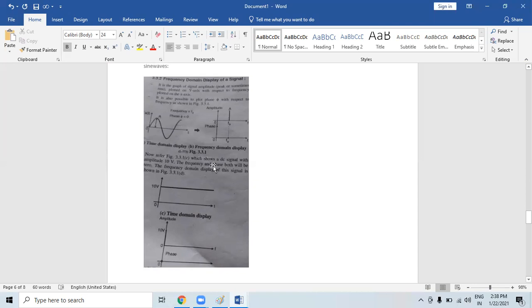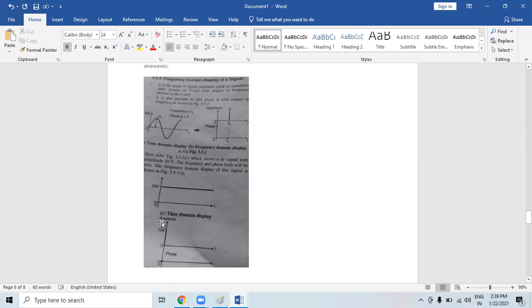Okay, so here time domain display, frequency domain display. In this diagram we show a DC direct current signal with amplitude 10 volts. The frequency and phase both will be 0. The frequency domain display of the signal is shown like this: 10 volts displayed like this, and time domain like this.